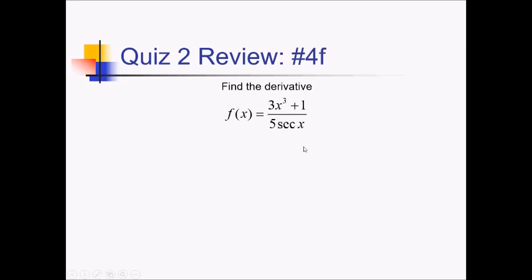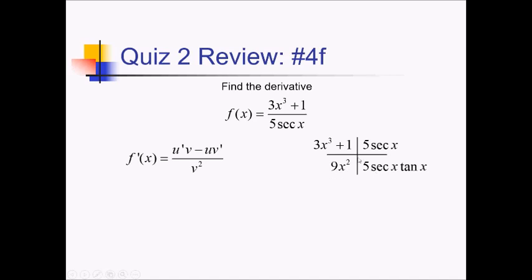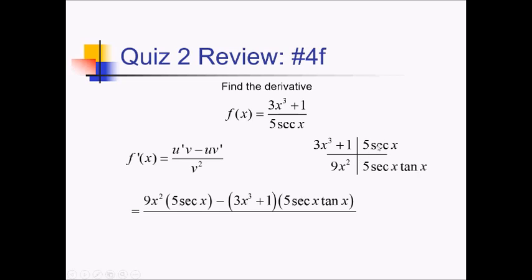For this derivative, we'll use the quotient rule, u prime v minus uv prime over v squared. For the box, my numerator, we've got 3x cubed plus 1. And denominator, 5 secant of x. Derivatives, we've got 9x squared. And this is going to be 5 secant of x tan of x. Using the ribbon to put it together, we've got 9x squared times 5 secant of x minus parentheses 3x cubed plus 1 times 5 secant of x tan of x, all over v squared, so that's going to be 5 secant of x quantity squared down there.